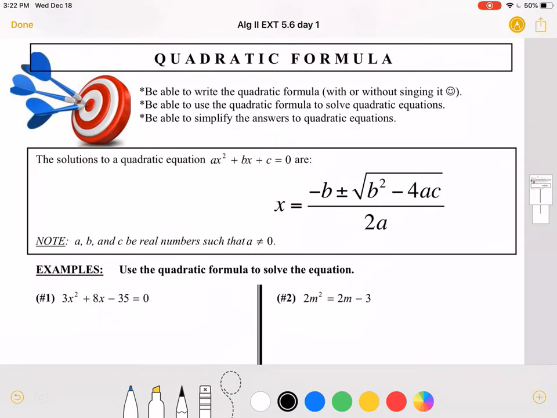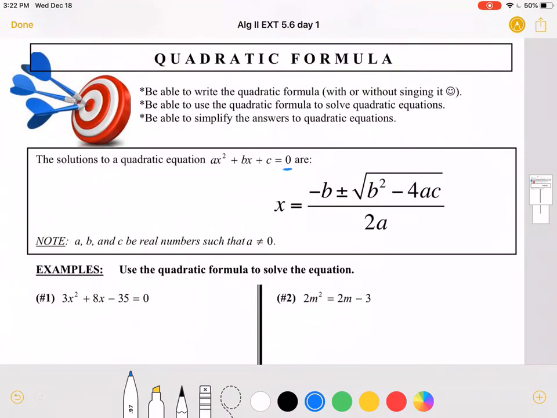The nice thing is, kind of like last time I was gone for 2 days, the note section is something you've learned before. It's the quadratic formula. With the quadratic formula, the key here is, if you look at the example, it's ax squared plus bx plus c equals 0. It has to be set equal to 0 in order for the quadratic formula to work.